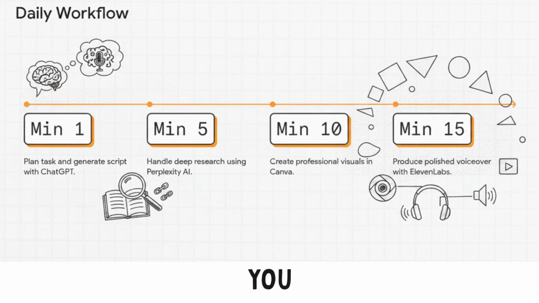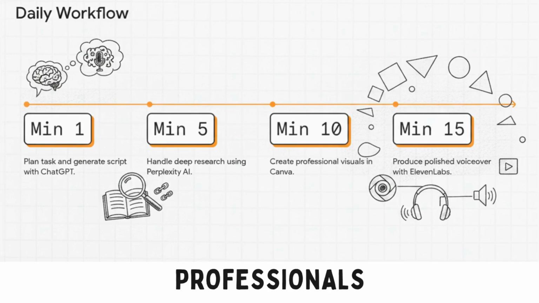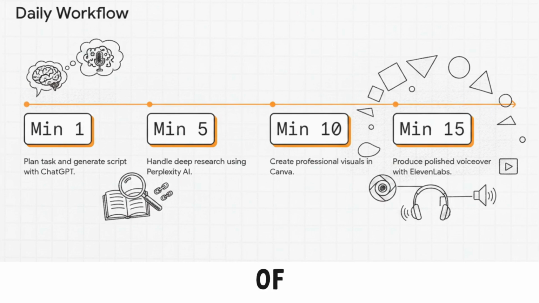Minute 5, you realize you need some current industry stats to back up your points, so you jump into Perplexity AI to pull verified research with actual citations. Minute 10, you take those stats and your script into Canva to generate quick professional slide visuals to keep your audience engaged. Minute 15, finally, you drop your script into ElevenLabs to produce a polished, perfectly paced voiceover. Instead of researching, writing, designing, and editing all separately and manually, you've essentially acted as the director, letting AI handle the execution of each step. This is the exact workflow modern professionals are using right now to save immense amounts of time.